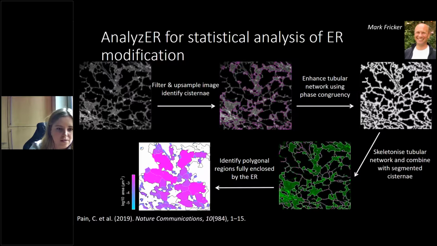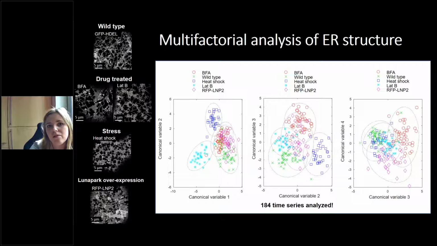We published this software in 2019, along with a big multifactorial analysis of ER structure, comparing how different drugs and stress and protein overexpression affect the shape of the ER. The most exciting thing about this to me is that we were able to analyze 184 time series relatively quickly and relatively easily. So it's the first medium throughput program of its kind out there. And it's been really exciting to use.